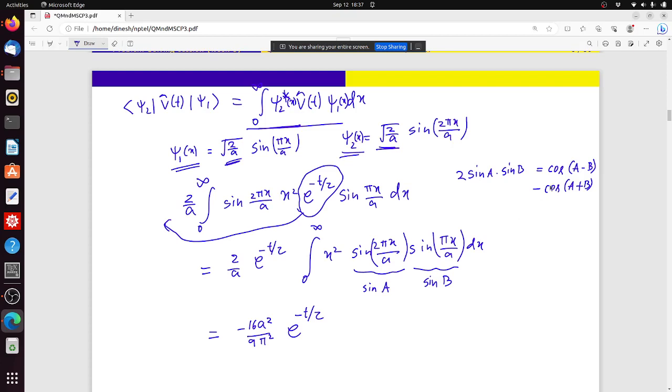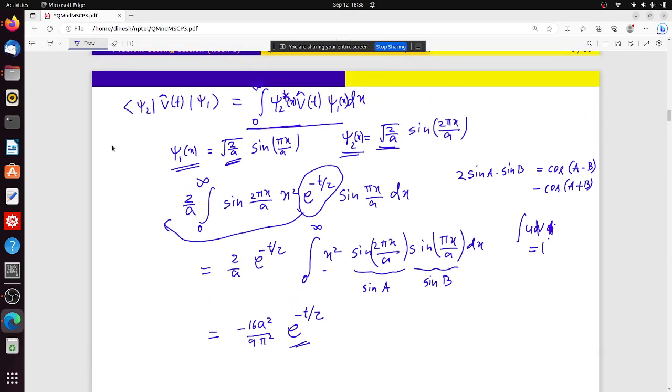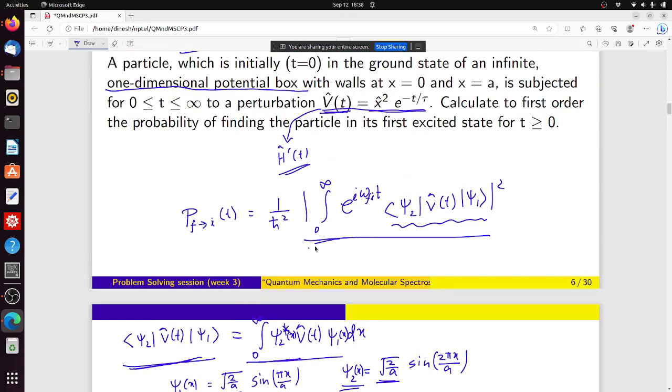You have to substitute this, and then apply integration by parts, u dv. You will get this. I am not doing all the steps. So we got this part. Now what we have to do? We have to do the time integration. We got this part, we will substitute it in here, and then do the time integration.